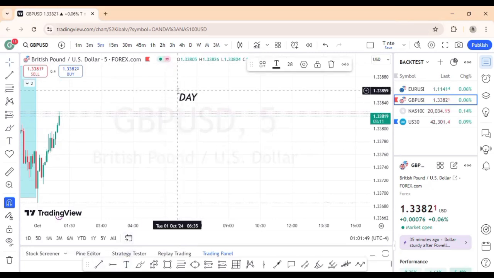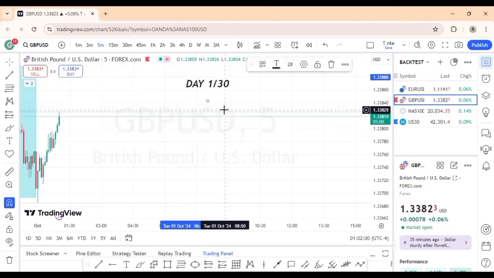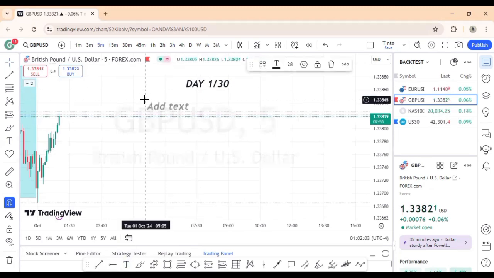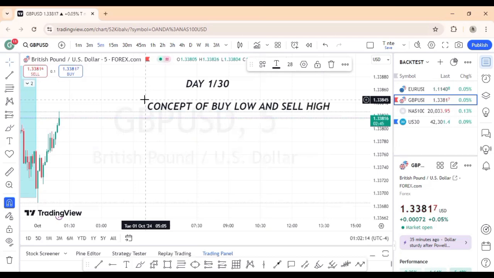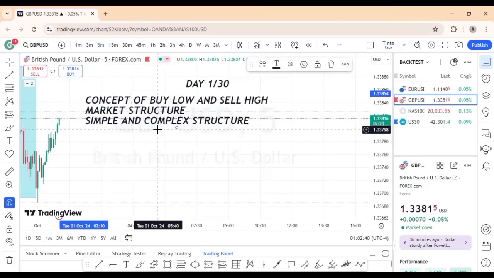Today is the first day of this training. This is day one over 30, right? We're going to be talking about one basic concept. We're going to start with two things actually. So today we'll talk about the concept of buy low and sell high. I want you guys to really understand this, and then we'll talk about market structure, right? And under market structure, we'll talk about simple and advanced, or let's say simple and complex structure. So there's a simple market structure and there's a complex market structure. This is basically what we'll be treating today, right?